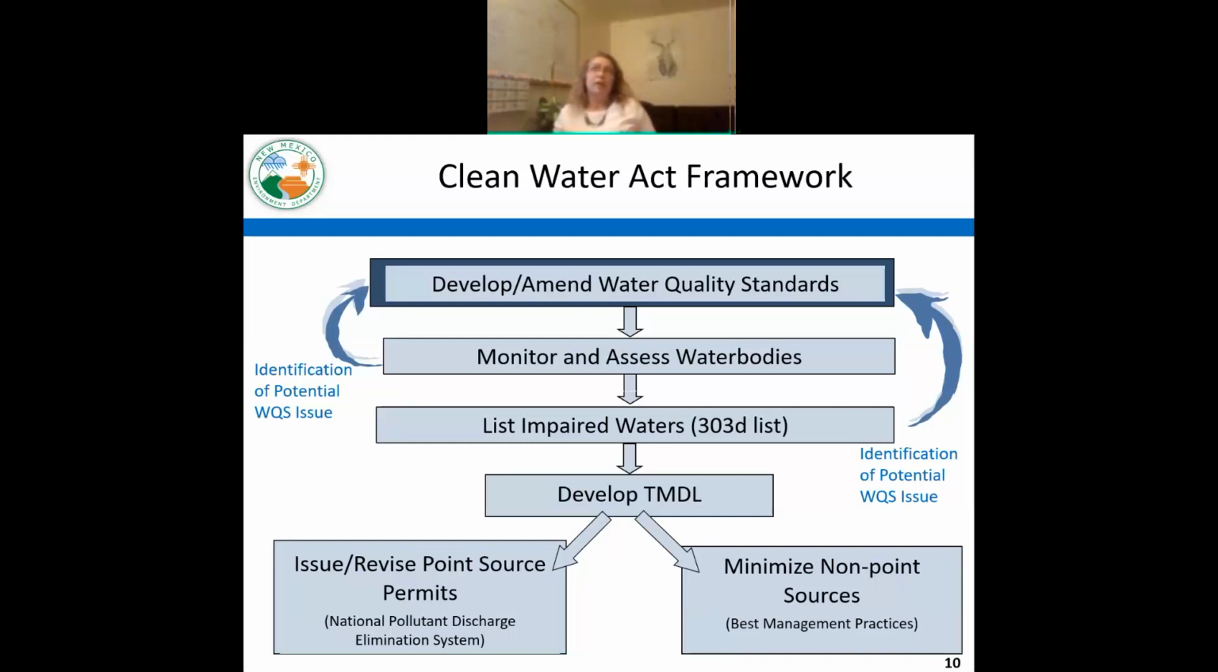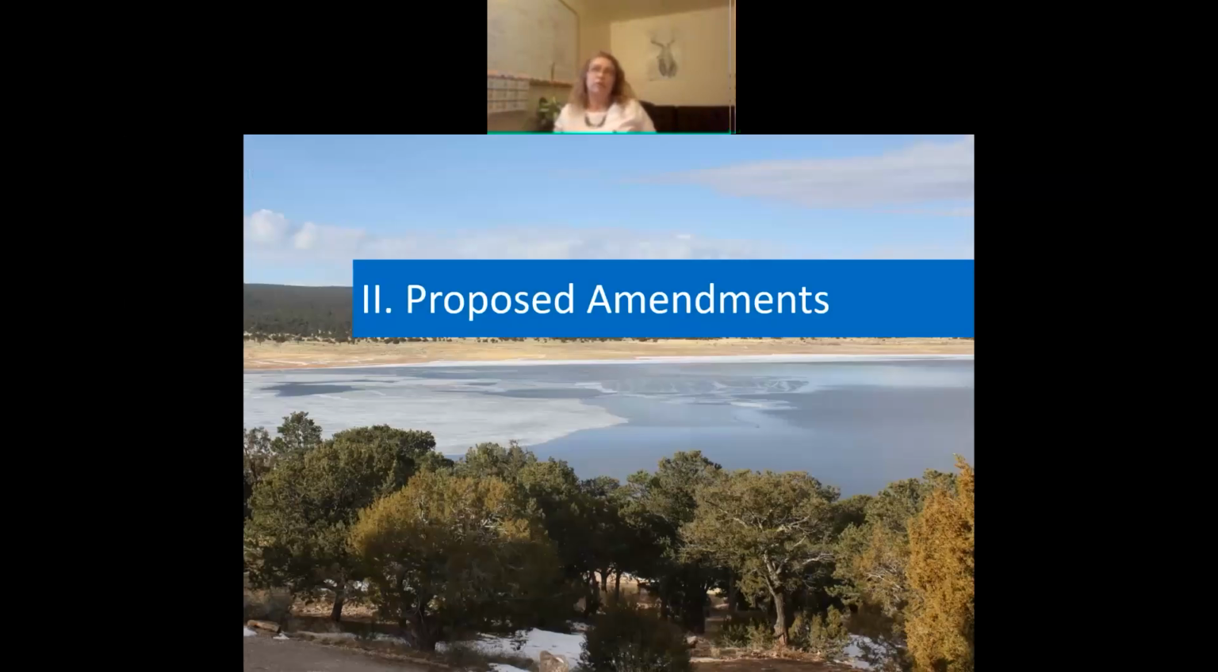So now that I've outlined some of the regulatory drivers for the development and amendment of water quality standards, I want to transition into the amendments that are being proposed in the 2020 Triennial Review.